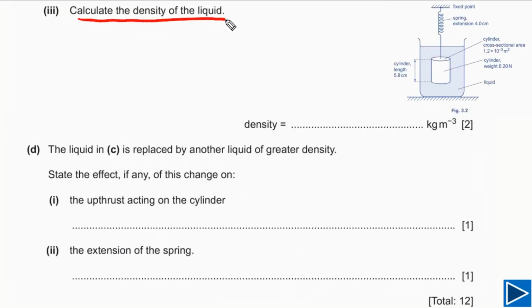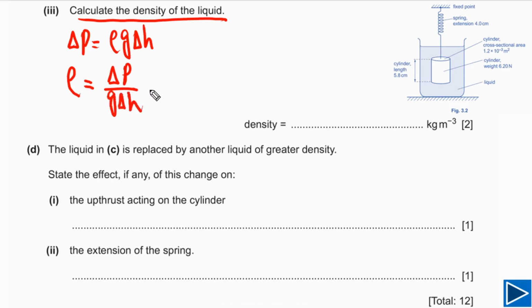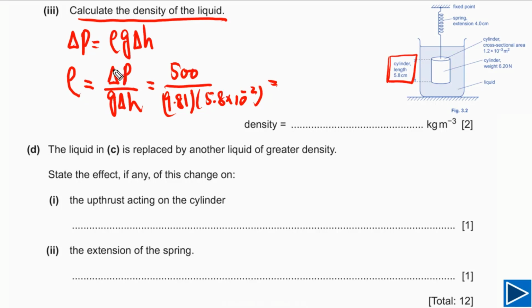For the third part, we need to calculate the density of the liquid, but in the second part we have already calculated delta P, so we can write delta P is equal to rho g delta h. This question is asking us to calculate density, so density will be equal to delta P divided by g times delta h. Delta P was equal to 500 pascals. The value of g we can use is 9.81 and delta h is given here, 5.8 centimeters, so we convert into meters by multiplying by 10 to the negative 2. If we solve this, the density of the liquid is 879 kg per cubic meter. So this is our answer for this part.